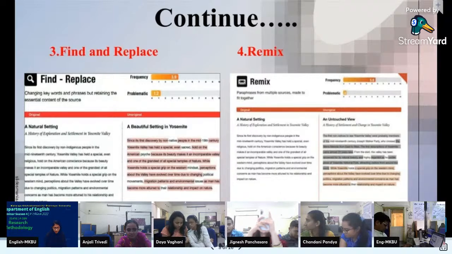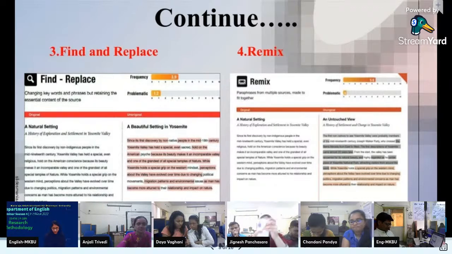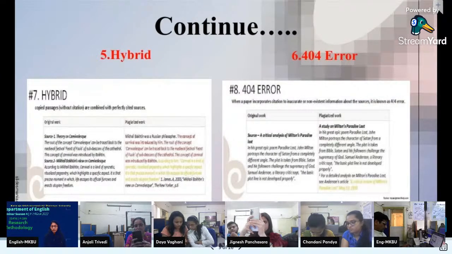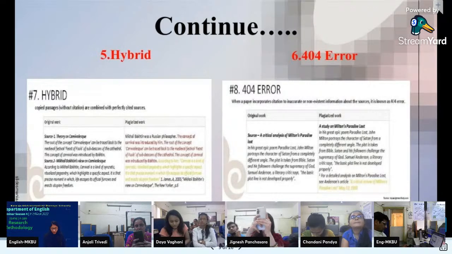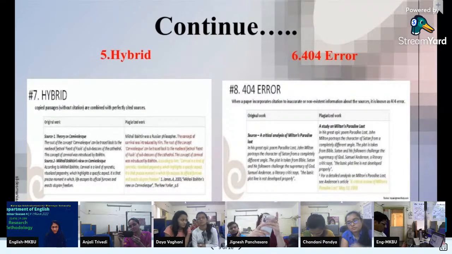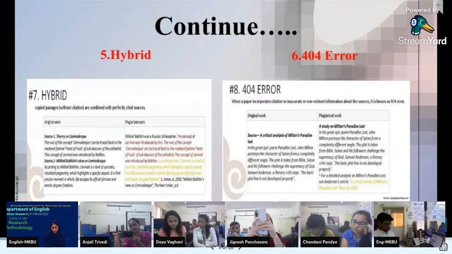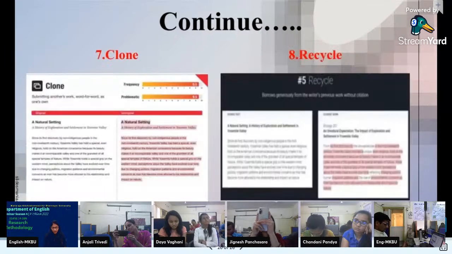In remix, multiple sources are paraphrased and arranged so that they complement each other. The fifth one is hybrid. In this form, perfectly cited sources are combined with copied material without citation. Error 404, we all know, means the information is not available, or we can say the information is incorrect.